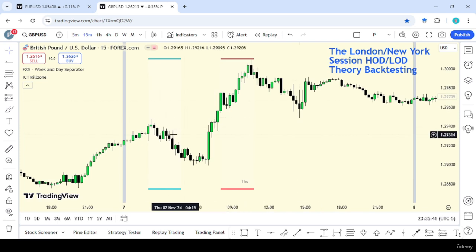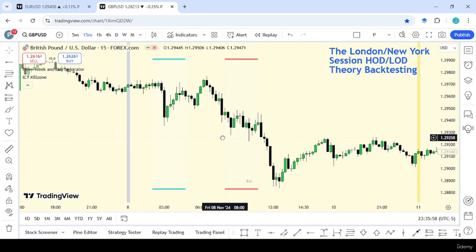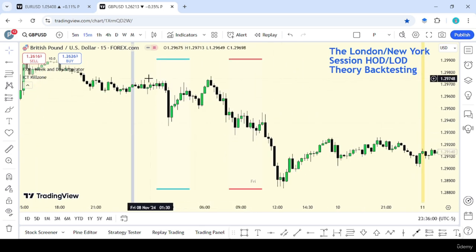Then we also have this another session, London session, creating a swing high. Then you got that swing low again. Then the highest high of the day, created at 10:30 a.m., New York session. We have another example here where we have highest high or high of the day at 6:30 a.m. Then the lowest low at 12:30 p.m.